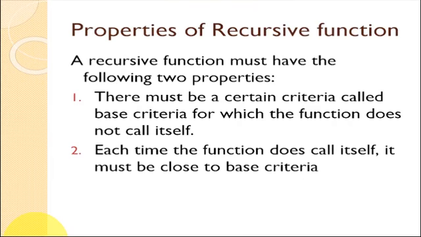The recursive function must have the following two properties. There must be a certain criteria called the base criteria for which the function does not call itself. Each time the function does call itself, it must be closer to the base criteria.